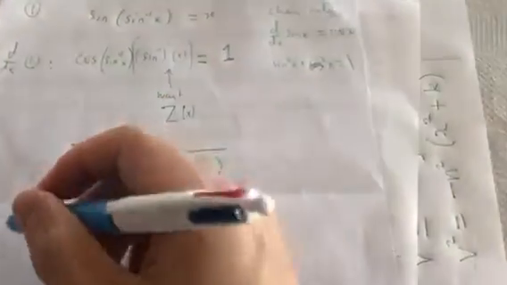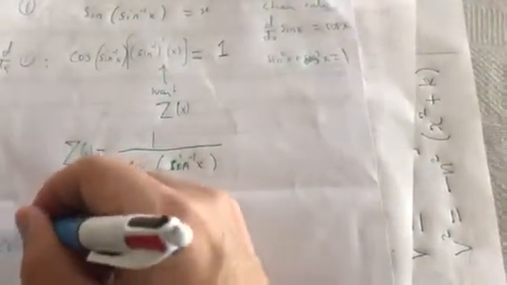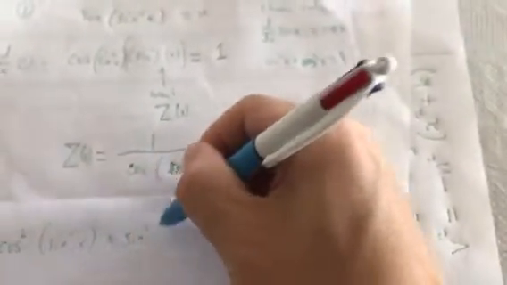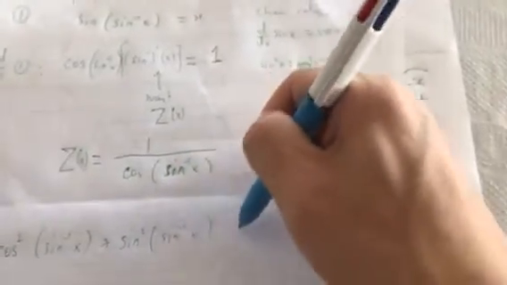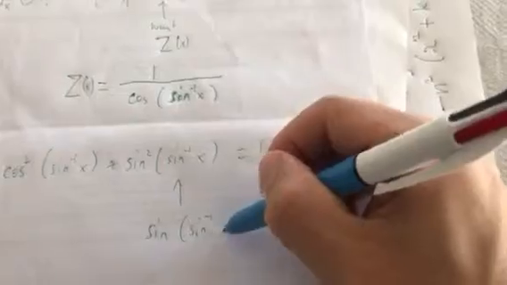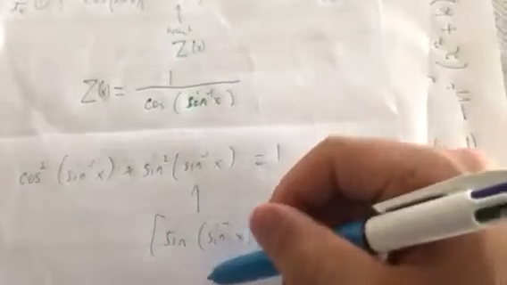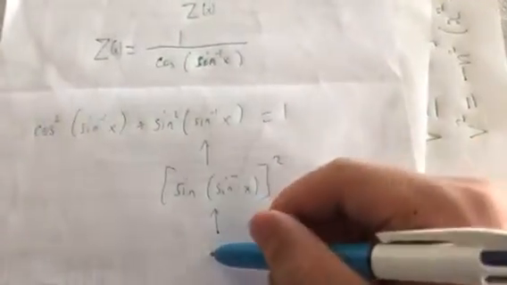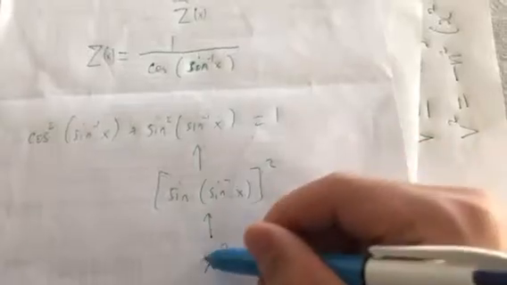But we know that, for example, cosine squared of inverse sine of x plus sine squared of inverse sine of x is equal to 1. Okay, and then this is just sine of inverse sine of x all squared. Right, that's what this notation means. But this is just x squared. Okay. So then we have that the thing that we want squared plus x squared equals 1.